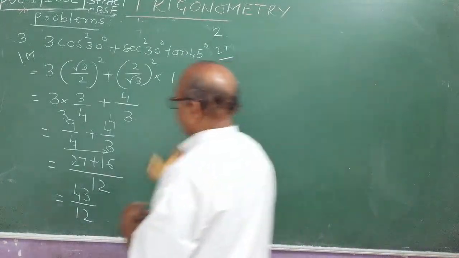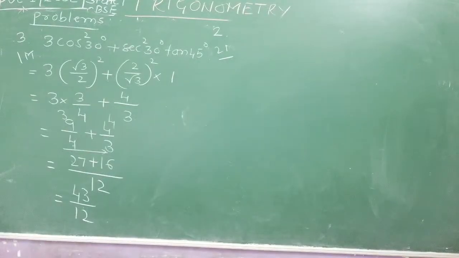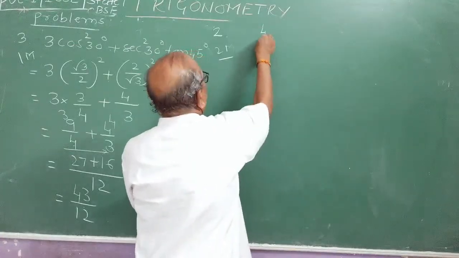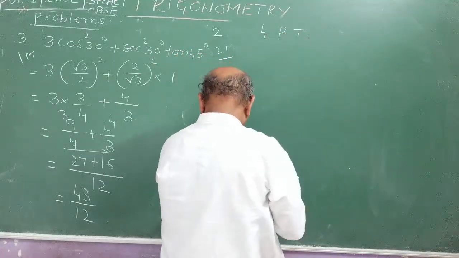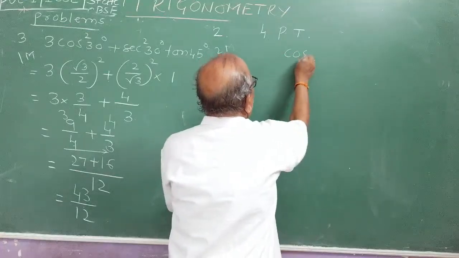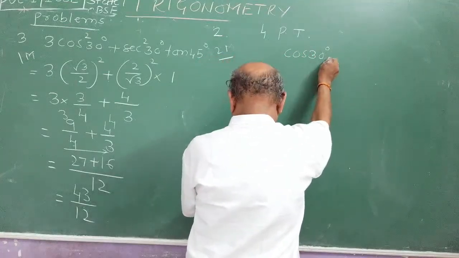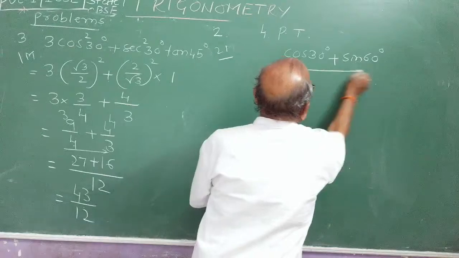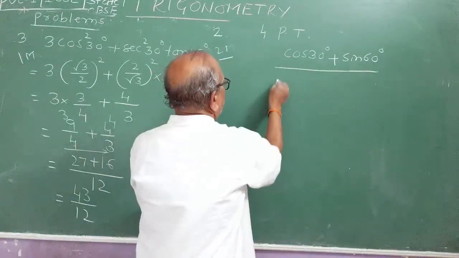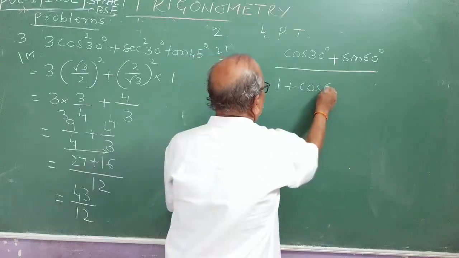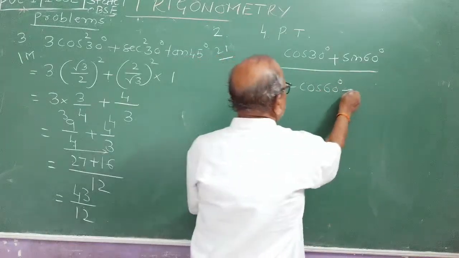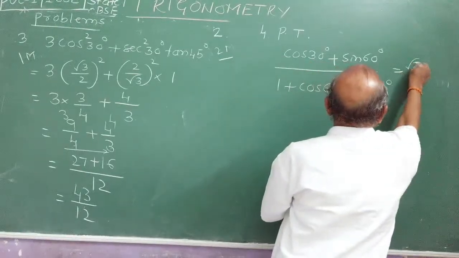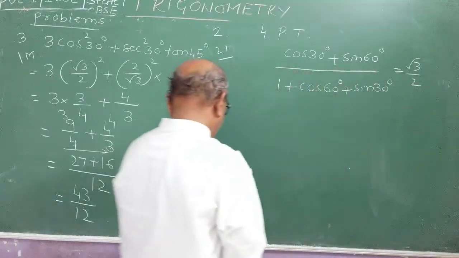Okay, I will give you another problem. Try this one. Prove that type of the problem. Solve this, fourth one. Prove that cos 30 degree plus sin 60 degree, divided by 1 plus cos 60 degree plus sin 30 degree. Sin 30 degree is equal to root 3 by 2. Take 1 minute and try to solve this one.